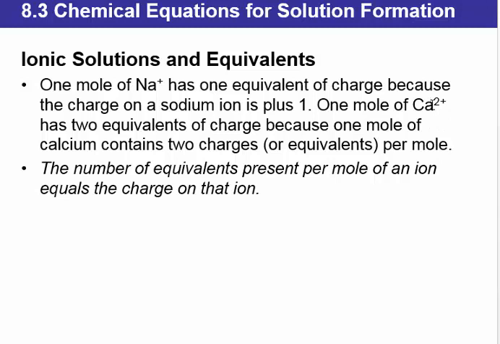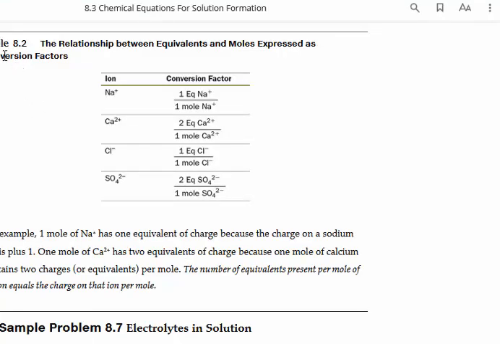to 2 equivalents. And that has to do with the fact that sodium has a positive 1 charge and calcium has a positive 2 charge. It actually doesn't matter whether the charge is positive or negative, it just matters what the absolute value of that charge is. So, for example, if we look at table 8.2 in the textbook, we see 4 conversion factors between moles of ion and their equivalents.